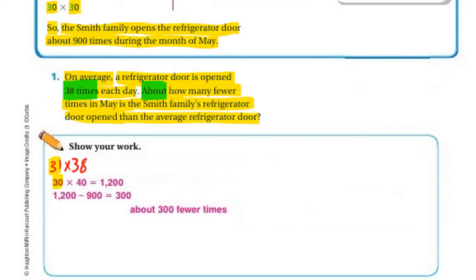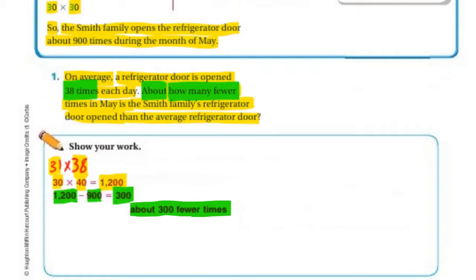31 by 38. Now, let's round 31. It will be 30, right? And 38, it will be 40. So let's multiply them together. It will be 1,200. And let's see how many fewer. If you see how many fewer, you have to subtract. Let's subtract 1,200 minus 900. It will be 300. So we can say about 300 fewer times. Okay guys, let's move to the next page.